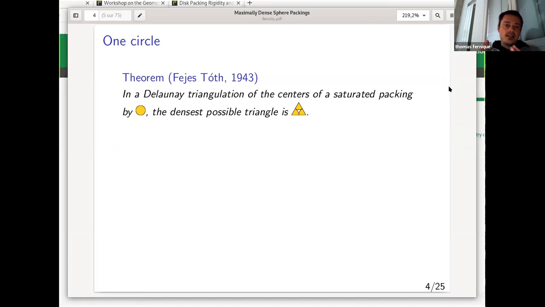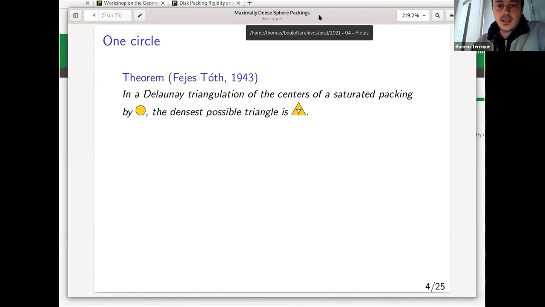The thing we need for the Delaunay triangulation is just that the triangles are more or less reasonable. They are more or less compact. Formally, just that the circumscribed circle contains no other point in its interior. Okay, and then the theorem says that the densest possible triangle in this triangulation is the one which is equilateral with three mutually tangent disks. So you can compute the density in this triangle, and it gives you an upper bound on the maximal density that you can achieve in the whole plane.